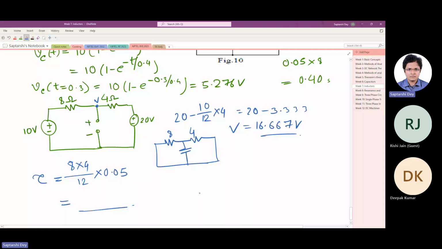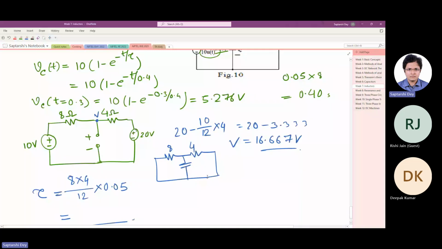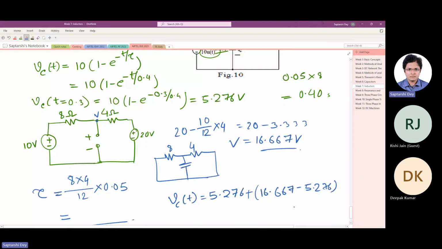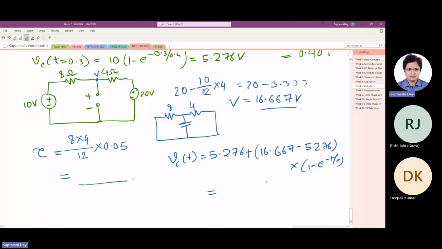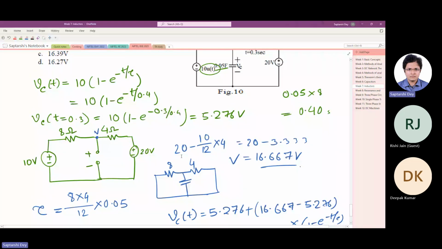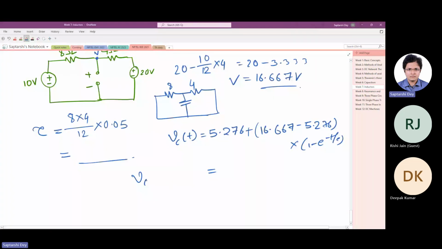Some time constant you will get, put it here. So the capacitor voltage was increasing like this: initial plus final minus initial times 1 minus e to the power minus t by tau. The capacitor voltage is 5.276 plus (16.667 minus this) times 1 minus e to the power minus t by tau. Simplify this, calculate the time constant from here, and then simplify. You have been asked to find the capacitor voltage at 0.8 second, so put t equals 0.8. You should be able to get somewhere close to 16.4 volt.